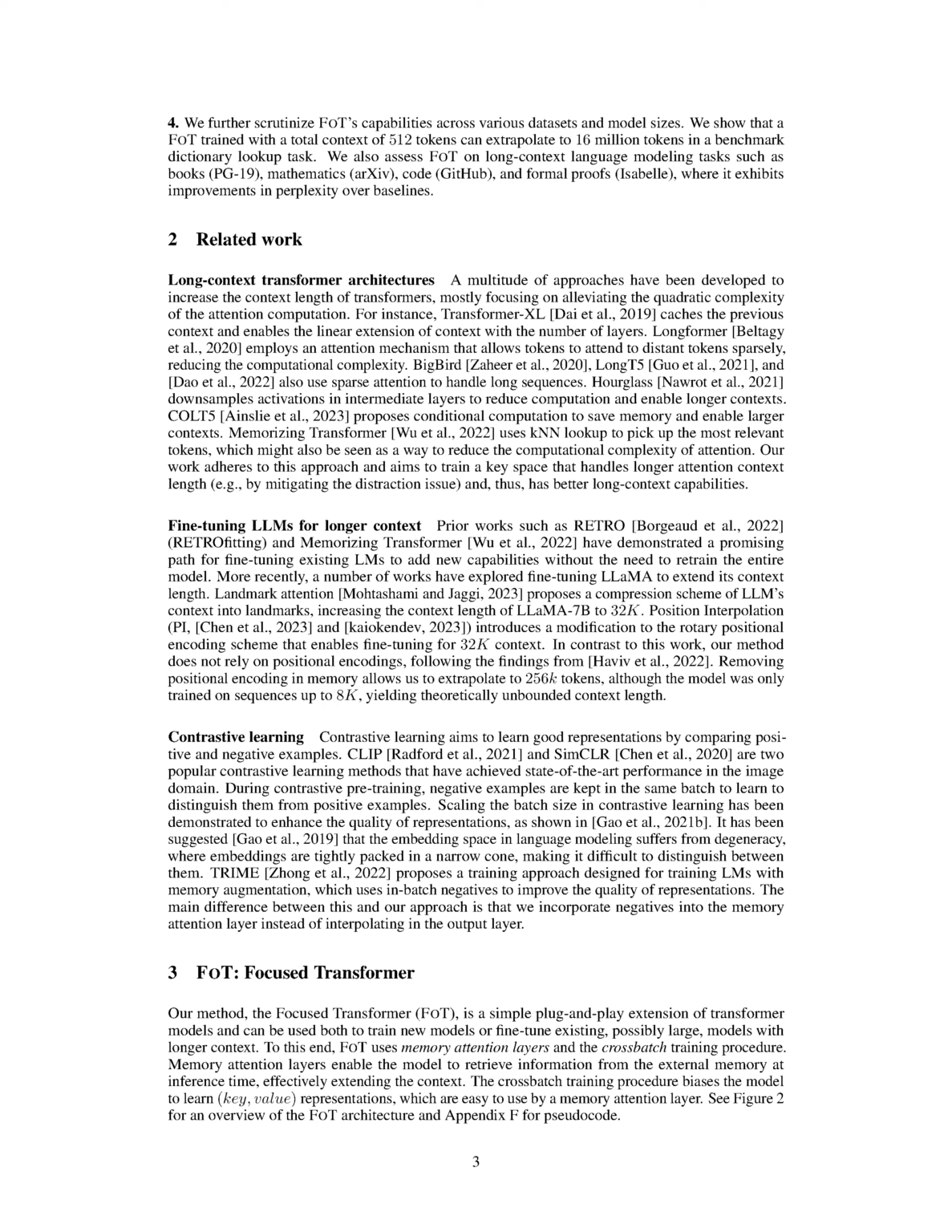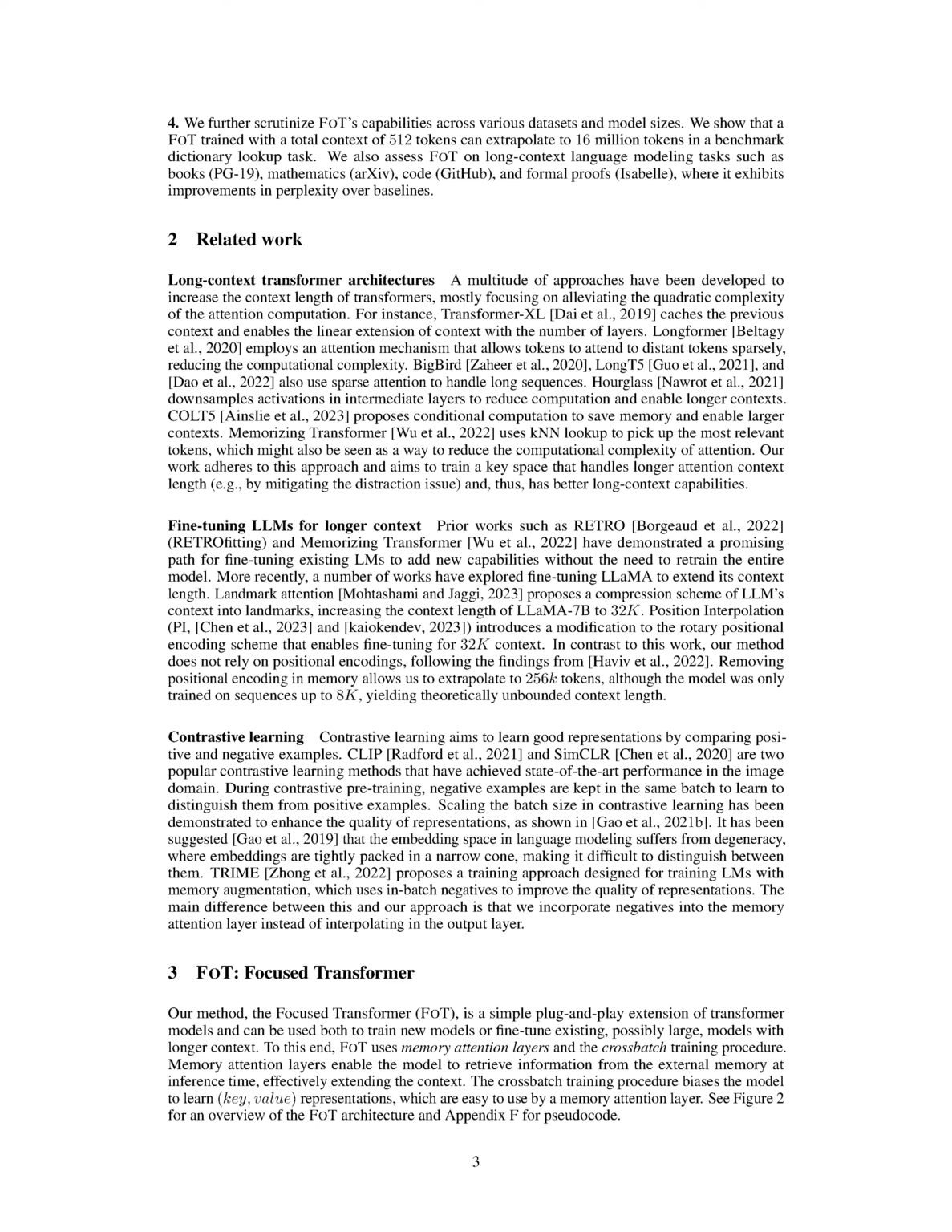It has been shown that increasing the batch size in contrastive learning can improve the quality of representations. However, it has been observed that the embedding space in language modeling can suffer from degeneracy, where embeddings are tightly packed into a narrow cone, making it difficult to distinguish between them. To address this, TRIME proposes a training approach that uses memory augmentation and in-batch negatives to improve the quality of representations. Our approach differs from this in that we incorporate negatives into the memory attention layer rather than interpolating them in the output layer.